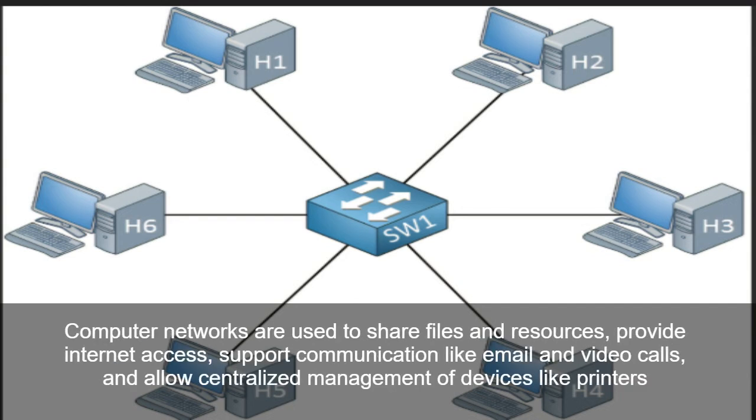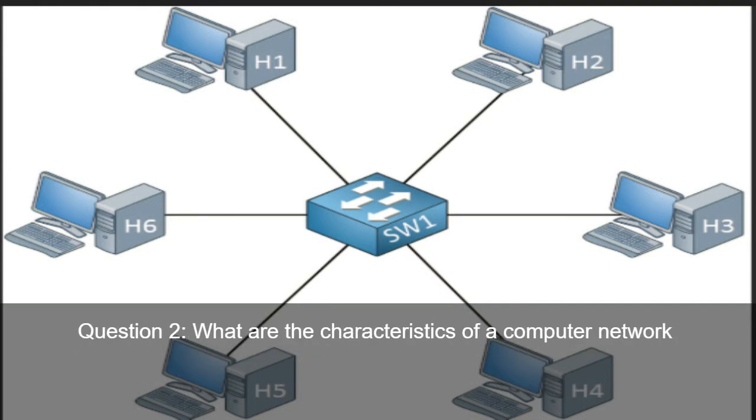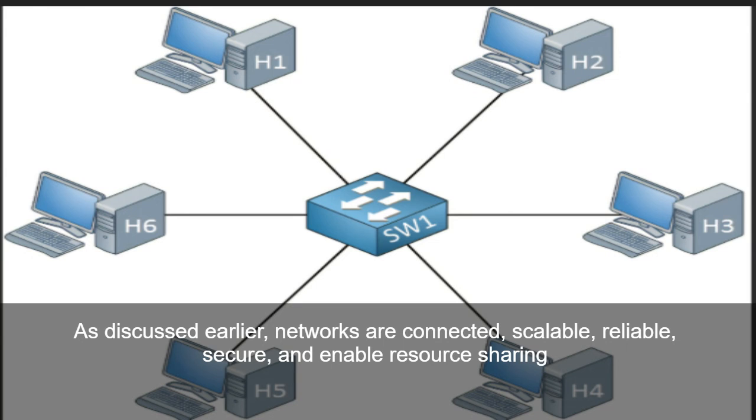Computer networks are used to share files and resources, provide internet access, support communication like email and video calls, and allow centralized management of devices like printers. Question 2, what are the characteristics of a computer network? As discussed earlier, networks are connected, scalable, reliable, secure, and enable resource sharing.